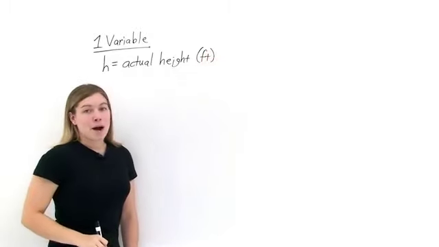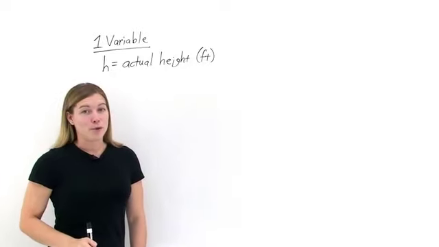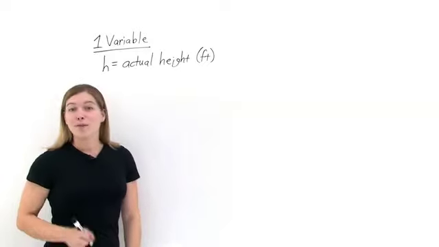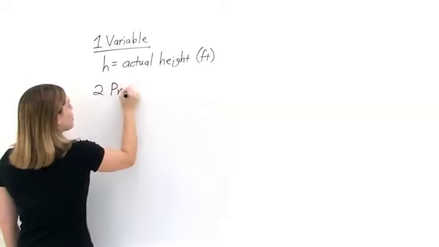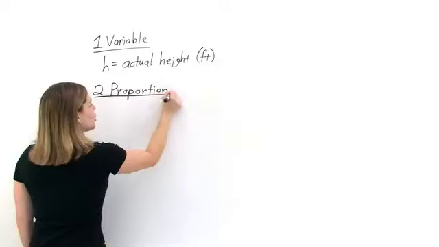Now, looking back at our problem, we were given a scale and then the height of the house on the blueprint. And we want to find the actual height of the house. Well, with that information, we can write a proportion. So in step number 2, let's write a proportion from our problem to help us solve for h.